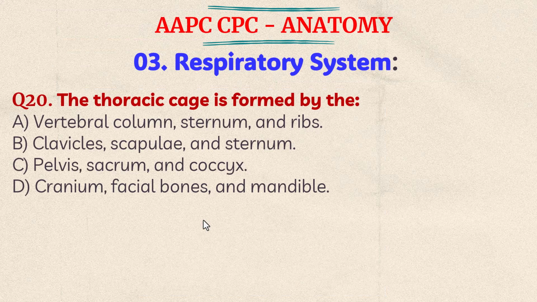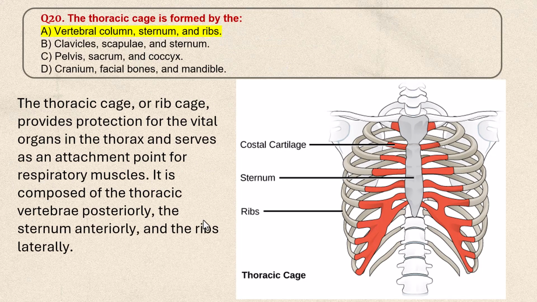Question number 20. The thoracic cage is formed by... there are four answers available. Please pause the video and find the answer. The correct answer is A. The thoracic cage is formed by the vertebral column, sternum, and ribs.